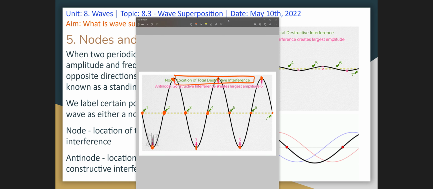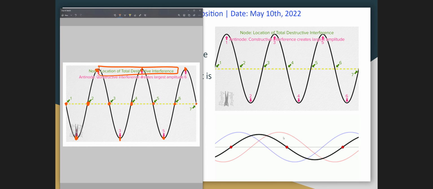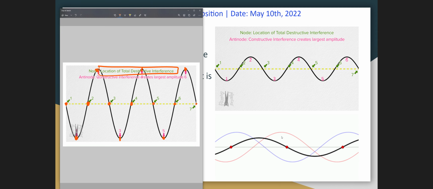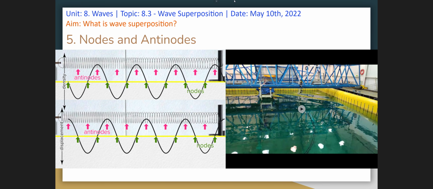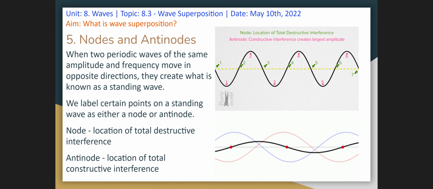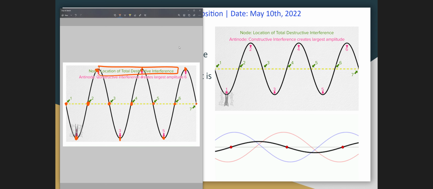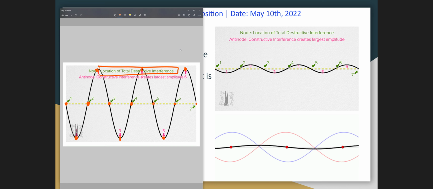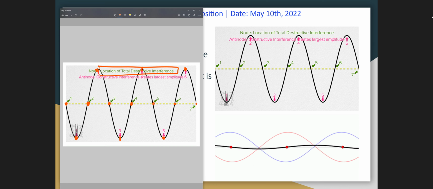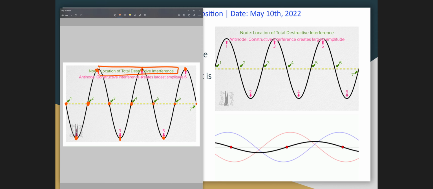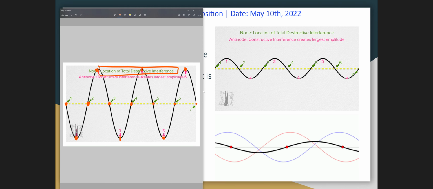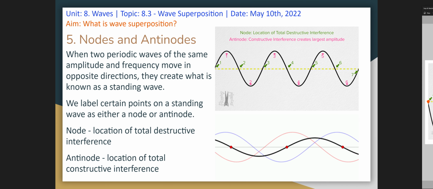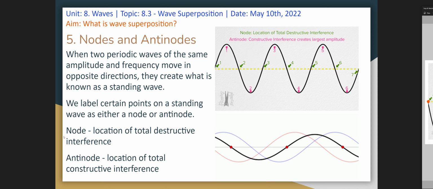Antinodes are where these two waves, the red and blue wave, combine and create maximum constructive interference. You're essentially seeing the greatest amplitude possible between these two waves. There are 6 antinodes here and 7 nodes. So take care to remember the definition: an antinode is the location of total constructive interference.